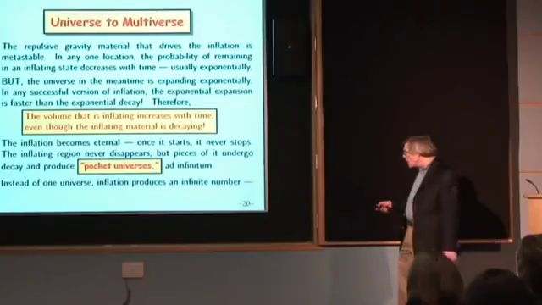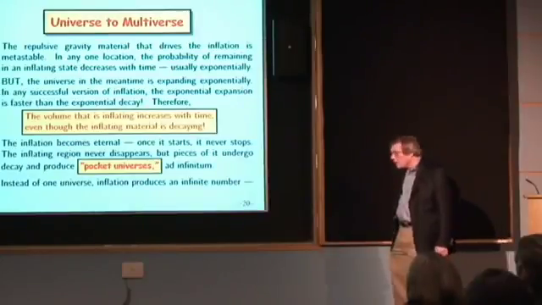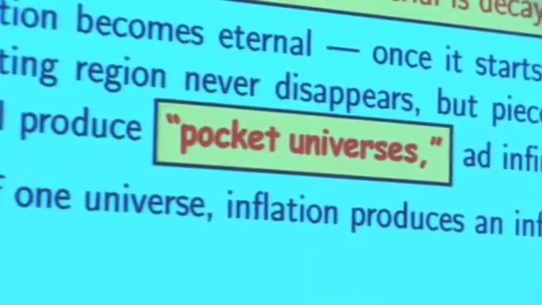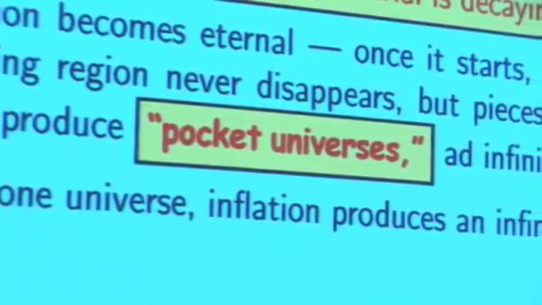So it's a very peculiar picture, but this is the picture of eternal inflation. Once inflation starts, it just never stops. The volume that is inflating increases with time, even though the inflating material is decaying, because it's exponentially growing faster than it's exponentially decaying. So the inflation becomes eternal. Once it starts, it never stops. The inflating region never disappears, but instead pieces of it undergo decay. And when each piece decays, it produces a local universe, a local Big Bang. And each such local universe is called a pocket universe.